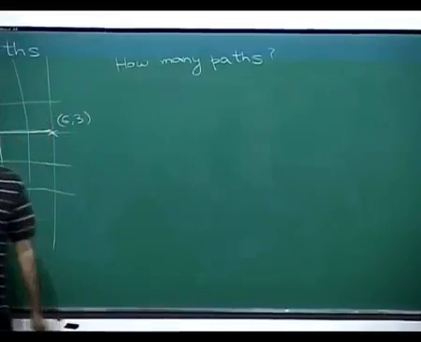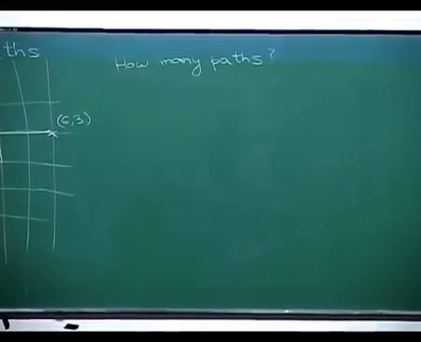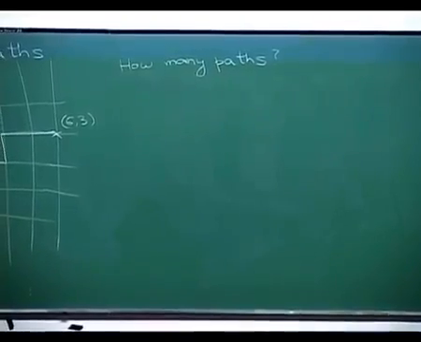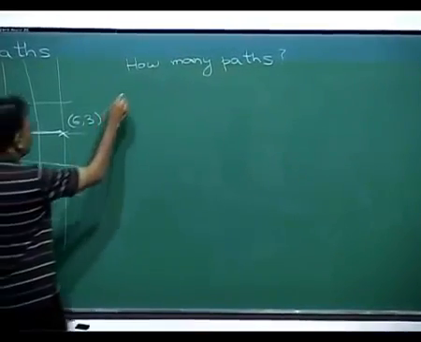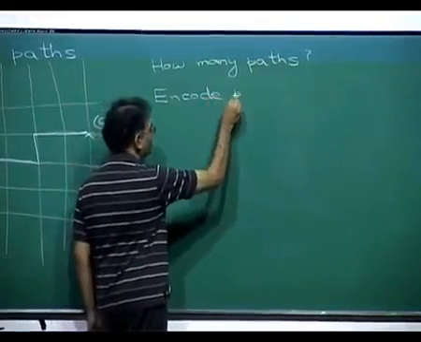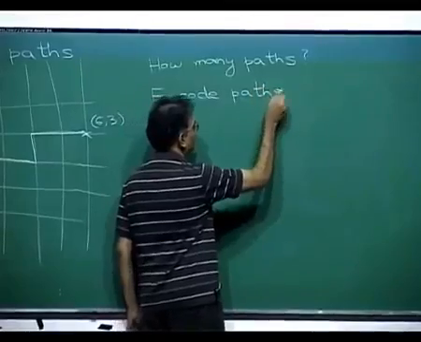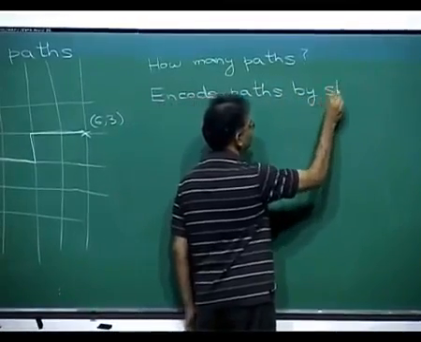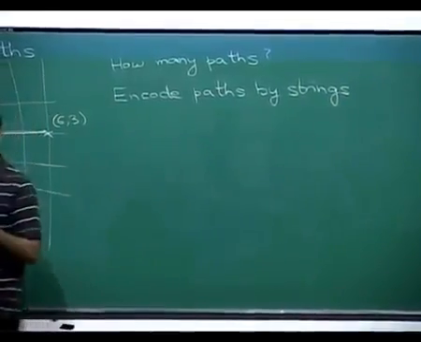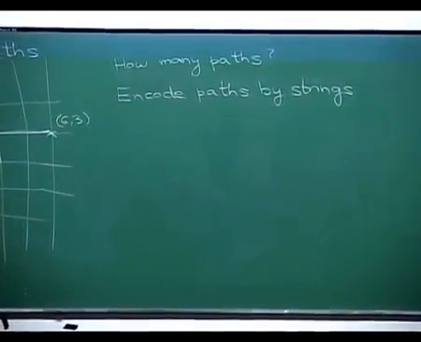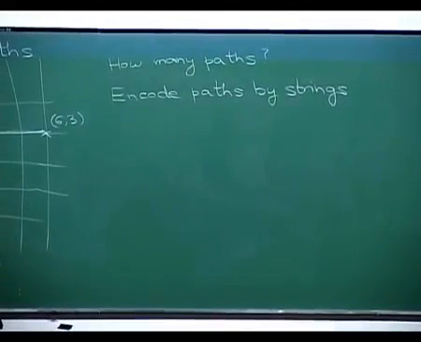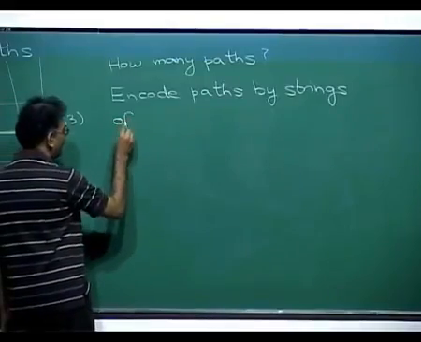So in order to answer this question, we encode these paths. We represent each of these paths just as I said, up, right, right, up. So encode paths by strings. And these are strings involving only 2 letters, either up or right. You are not allowed to go down, you are not allowed to go to the left. You are only allowed to go up or to the right by 1 unit, by strings of U and R.